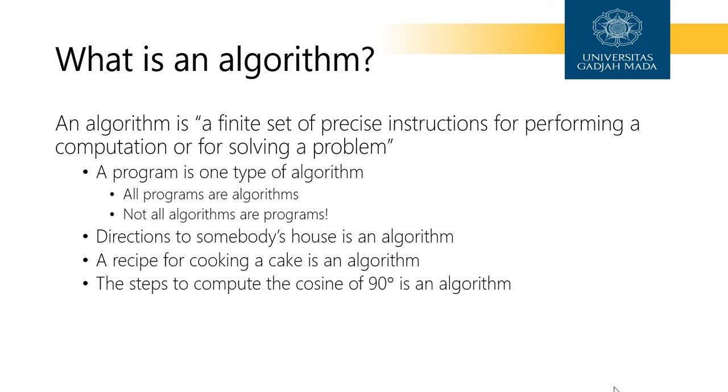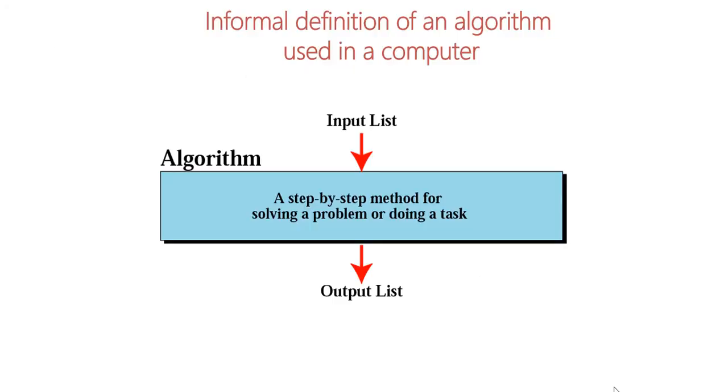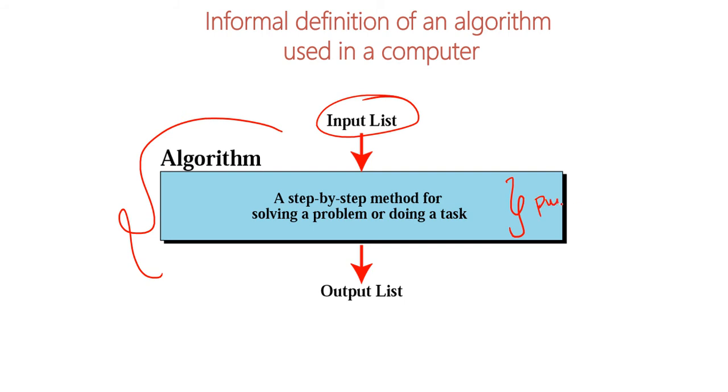So how do we create an algorithm itself? The informal definition of an algorithm used in computers consists of three parts. The first one is the input list. This is the input list, and then here's the algorithm, a step by step process to solve the problem, and then the output. This is the informal definition of the algorithm used in a computer.